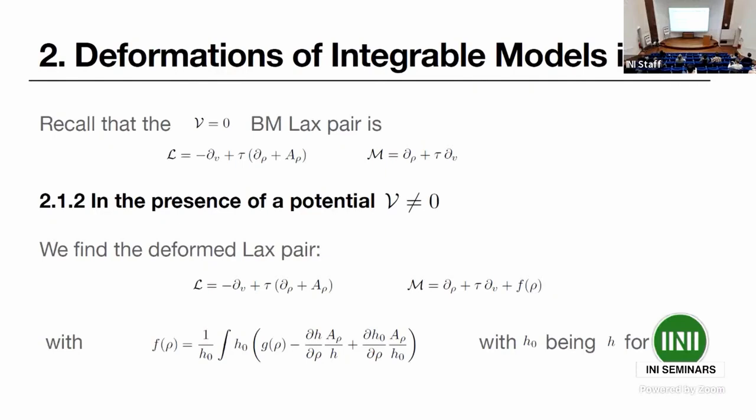So you can easily see that if H0 was defined as the radial component of the dilaton in the no potential case, then H becomes H0 as B becomes 0, and therefore you can check, obviously, that f of rho becomes 0 in that limit. So we recover the undeformed Lax pair in that case.